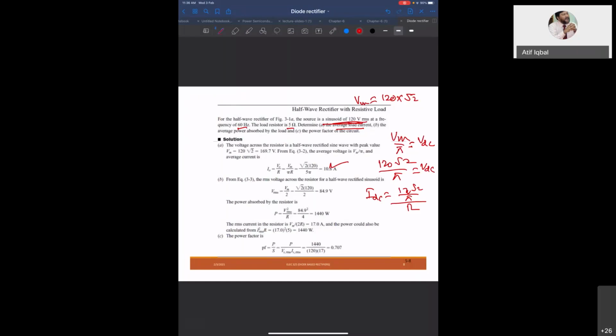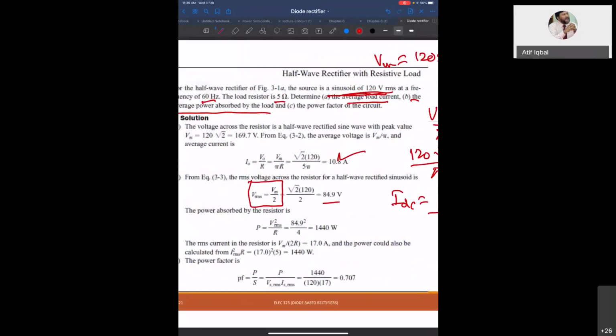Now, it says the average power absorbed by the load. To get the power absorbed, it is I square R or V square by R, V RMS square by R. To get V square RMS, V RMS is equal to Vm by 2 because it is a half sine wave. So the RMS value is Vm by 2, and Vm is root 2 times 120, divided by 2. That gives you 84.9. And then the power absorbed is V square RMS by R. The value of R is 5, not 4. This is wrong. Doctor? Make it 5.